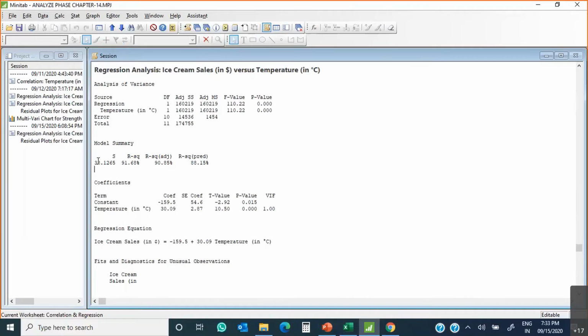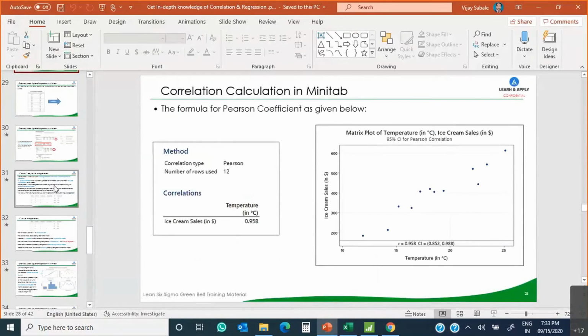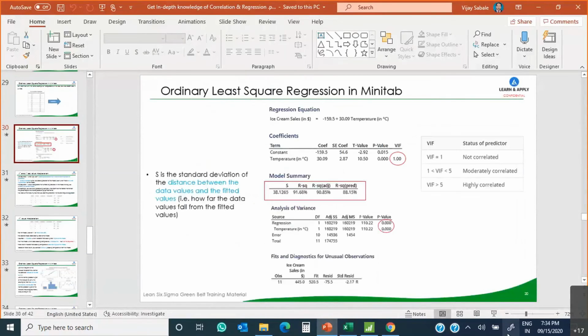Now here, there are three different values we get: R square, R square predicted, and R square adjusted. These are the three values that come in the regression analysis, and they are the most important part of it. So let me explain what is meant by that.